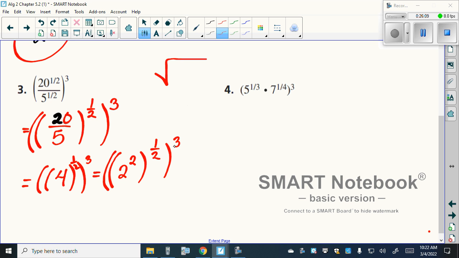This is what I was referring to earlier. This is one of the cases where it's nice to rewrite it this way because it's actually making it simpler. Because our 2 times 1/2 would become 1, which would give us 2 to the 3rd, which is 8. So this here is one of the few that we could have actually typed into the calculator and got the answer.